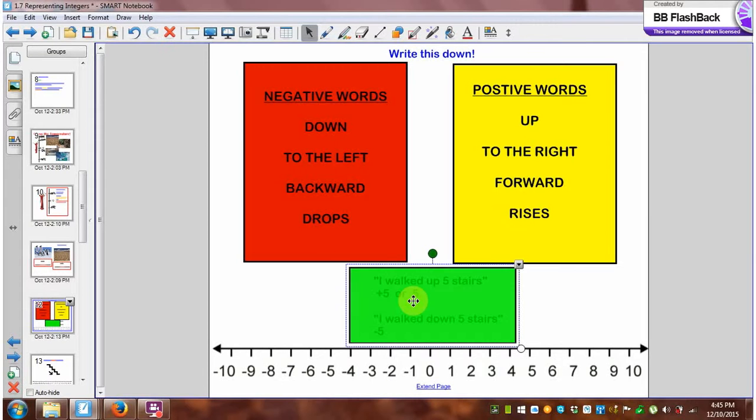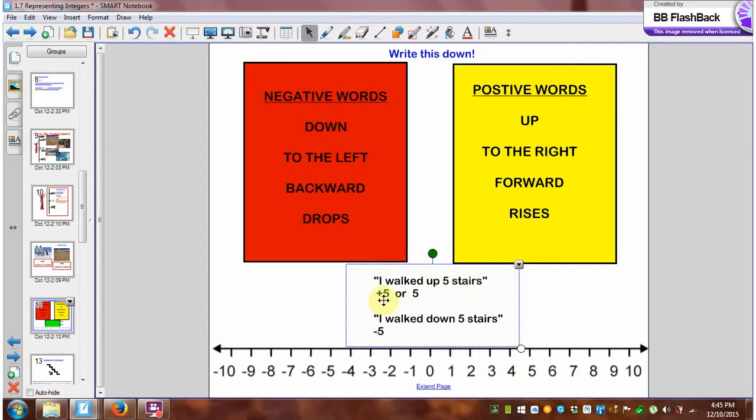Okay, and then here's an example. So I walked up 5 stairs would be a positive, because up is a positive word, positive 5. Or sometimes when we write math, we leave out the positive. So whenever you see a number by itself, that means positive 5. Okay? So either one of these represents walking up 5 stairs. I walked down 5 stairs. So down is our negative word, so we have a negative 5. So that's how we represent this sentence using math.